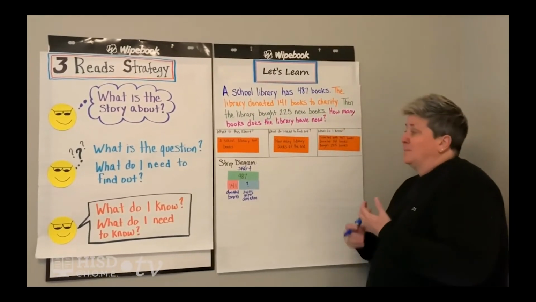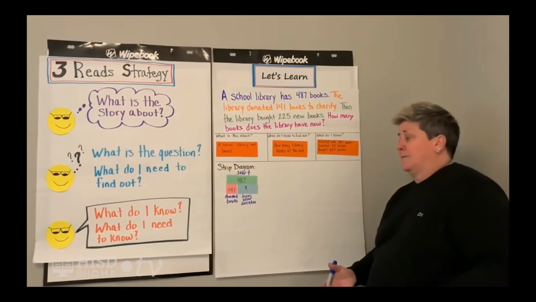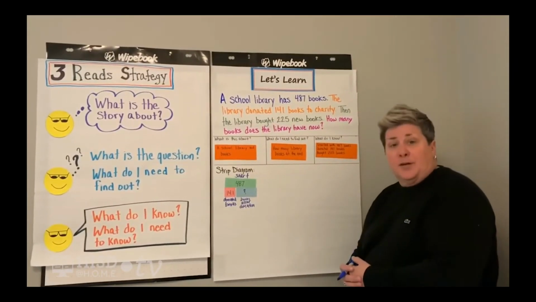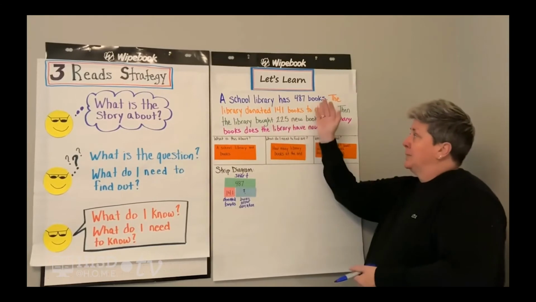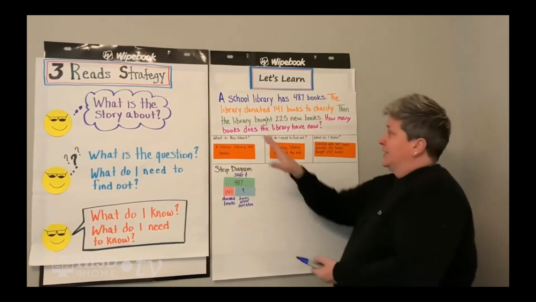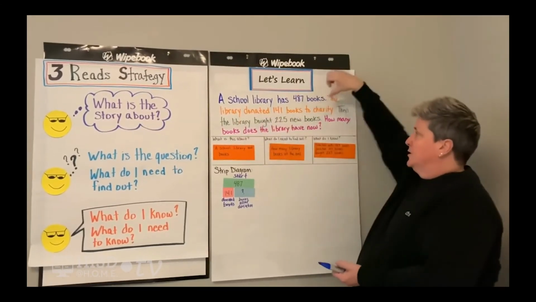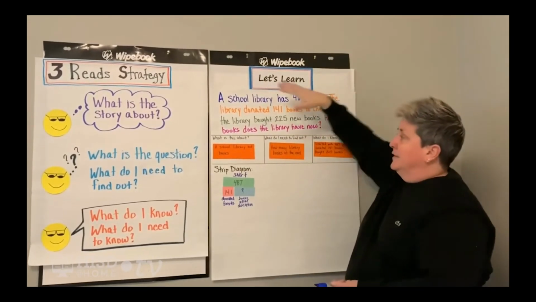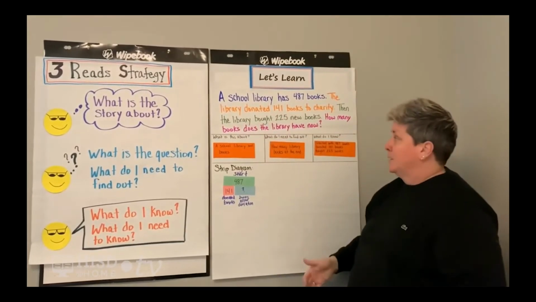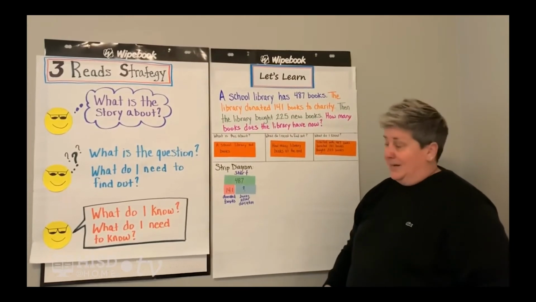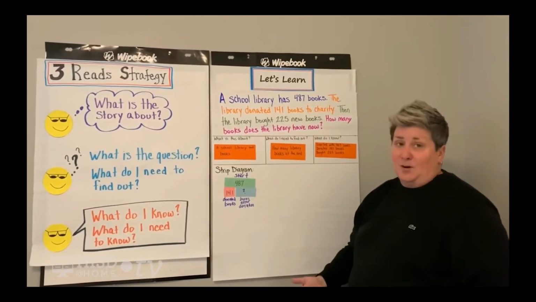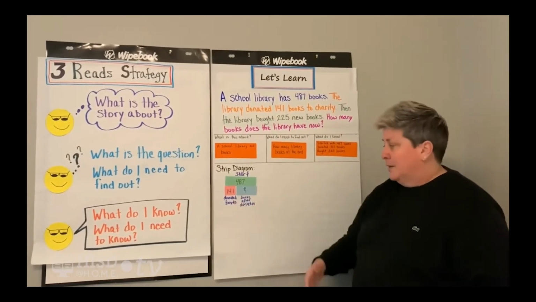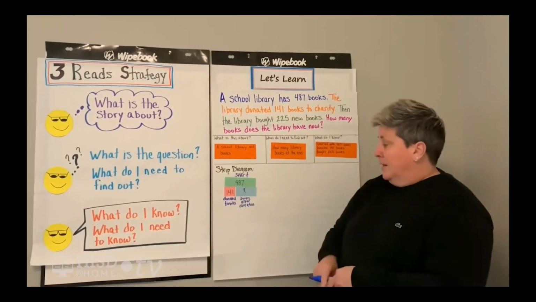But when I think about my question and what I'm trying to find out, am I looking for books after the donation? Well, if I go back into my word problem and I read, the second sentence gets me to what's donated. Well, I'm still missing, then the library bought 225 new books. So I know I'm not done yet. But I'm really going to have a hard time going any further if I don't figure this part out yet. So let's do the math.